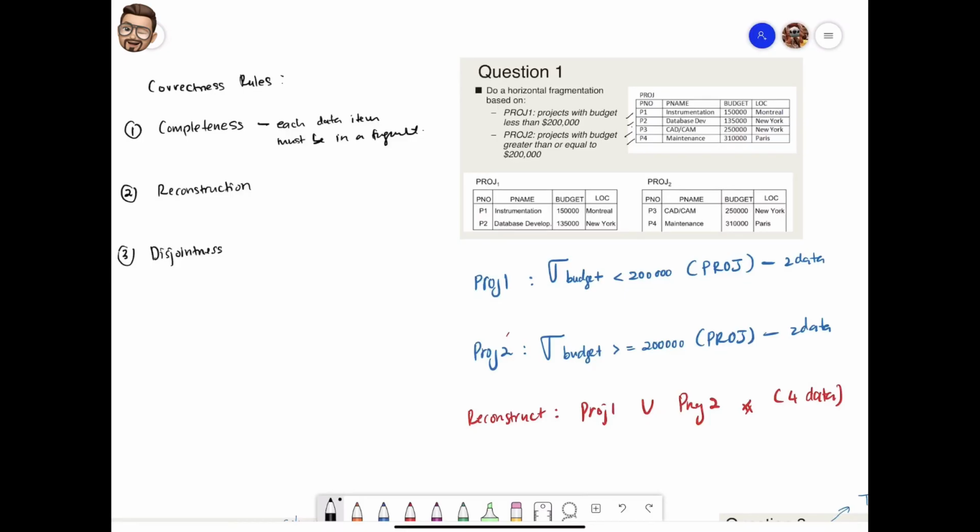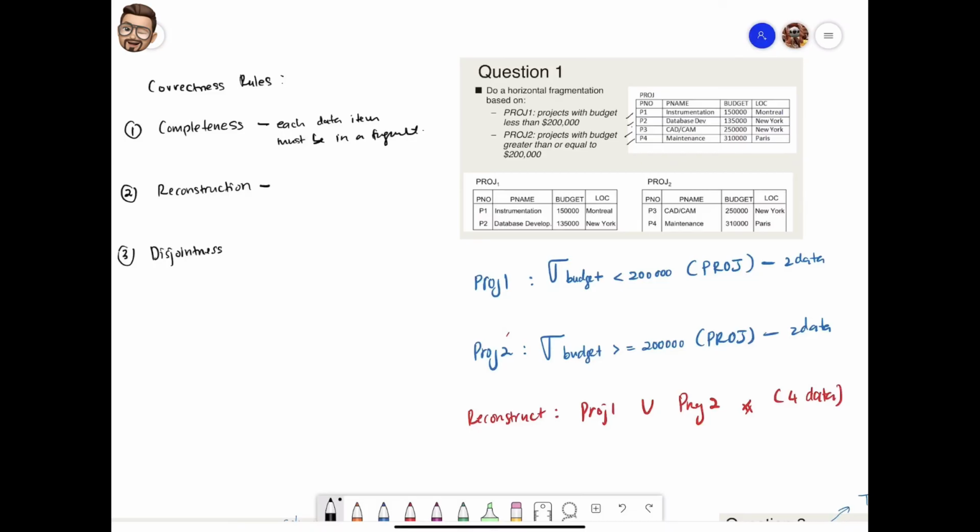Take a look, P1 is at project 1, P2 is at project 1, and P3 and P4 at project 2. Okay, so it means each and every data item in your table must be in a fragment. If not, then the fragmentation rules might be wrong. Okay, the second one, reconstruction. Okay, so what does it mean by reconstruction over here?